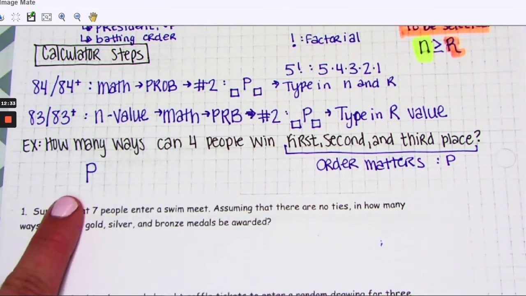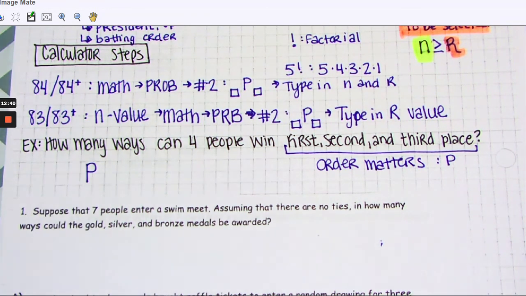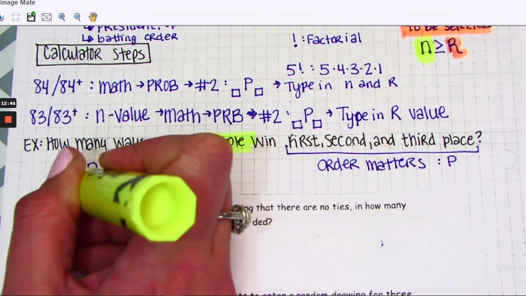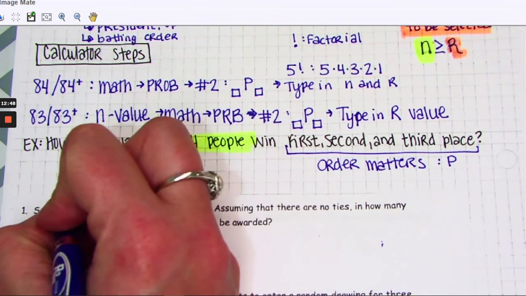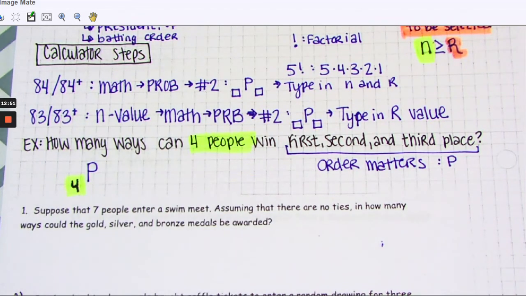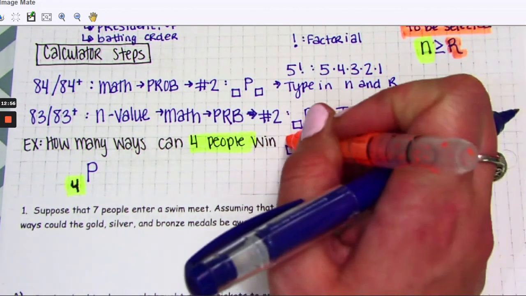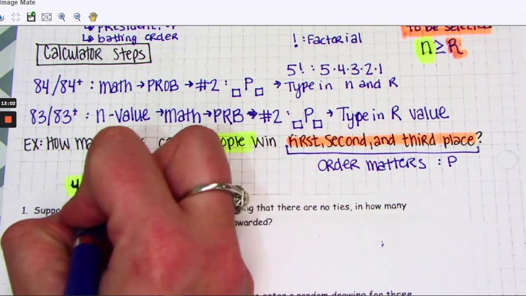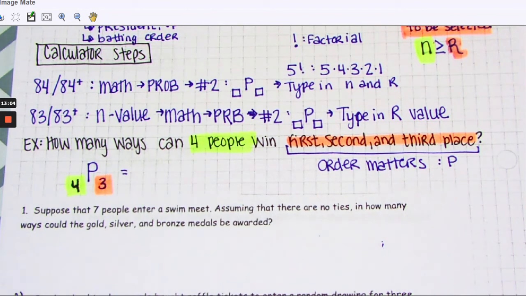The value on the left is how many people are competing. So what's our N value? 4. There are 4 people, so our N value is 4. How many people can win? 3 people can win. That is your R value: first, second, and third. So one person's going to be left out. Now you can just type it in your calculator. Your calculator does the formula for you. You don't have to do it.